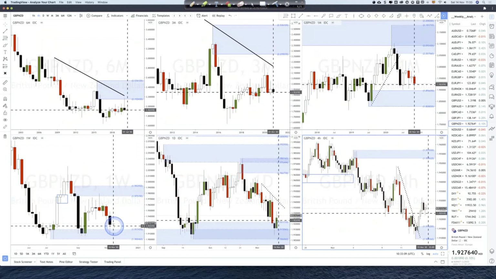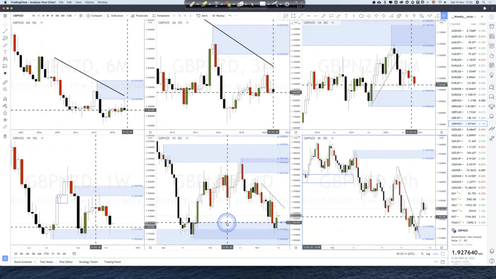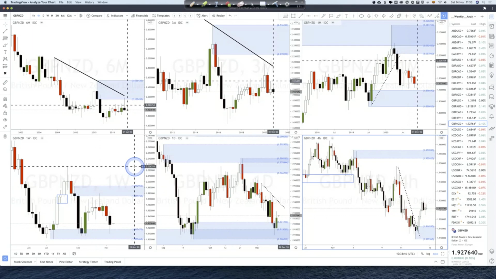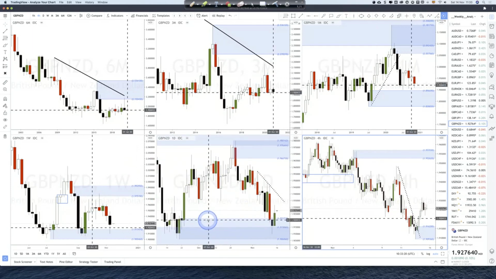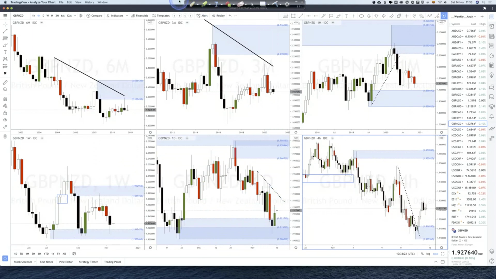We have weekly area of demand in control, we have daily area of demand in control, so no shorts are allowed, only longs. But look at where we are, okay? This daily area of demand is trying to rally, but look at this bearish impulse. I'm not trading Forex anymore, as you know, only stocks.